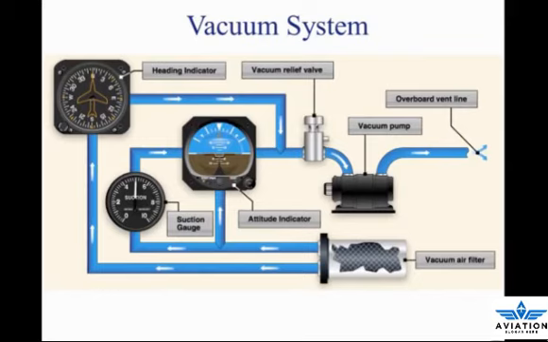As shown above, air is drawn into the vacuum system by the engine-driven vacuum pump. It first goes through a filter, which prevents foreign matter from entering the vacuum or pressure system. The air then moves through the attitude and heading indicators, where it causes the gyros to spin. A relief valve prevents the vacuum pressure or suction from exceeding prescribed limits. After that, the air is expelled overboard or used in other systems, such as for inflating pneumatic de-icing boots. It is important to monitor vacuum pressure during flight because the attitude and heading indicators may not provide reliable information when suction pressure is low.